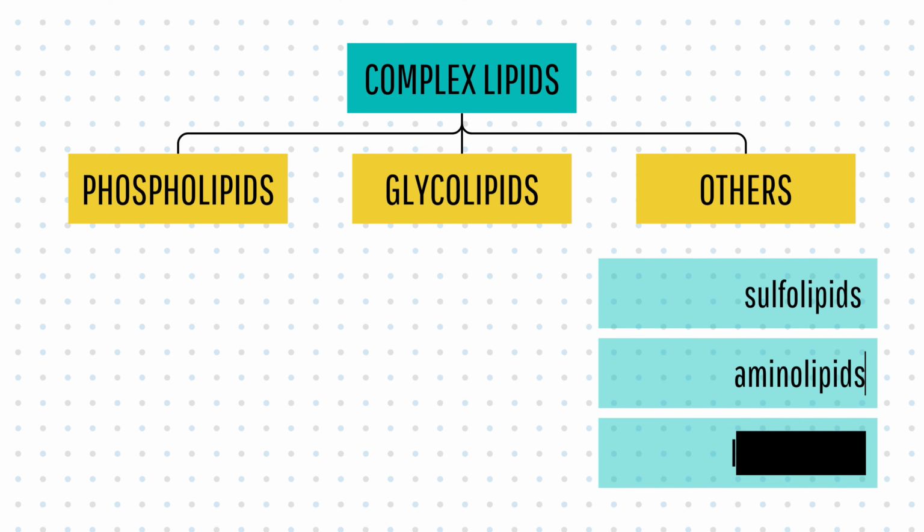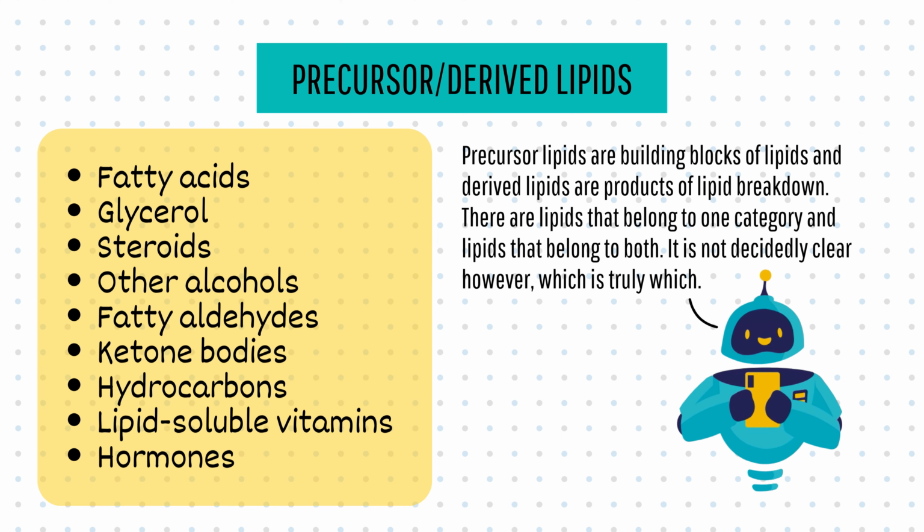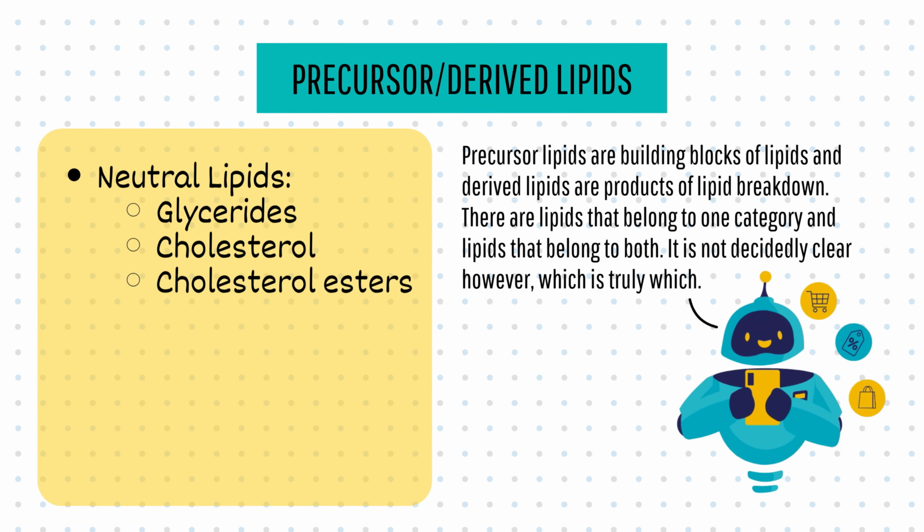Other complex lipids include sulfolipids and aminolipids, and don't forget lipoproteins, which are like the delivery trucks transporting lipids in your blood. Then we have precursor and derived lipids. These include fatty acids, glycerol, steroids, other alcohols, fatty aldehydes, and ketone bodies. They're like the building blocks and VIPs of the lipid world, including hydrocarbons, lipid-soluble vitamins, and hormones. Because they are uncharged, acylglycerols like glycerides, cholesterol, and cholesterol esters are termed neutral lipids.